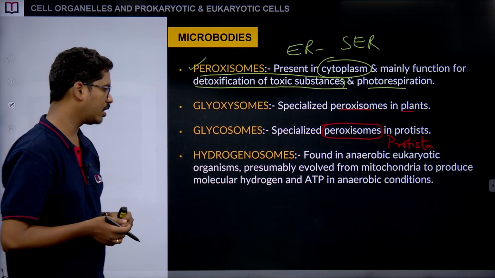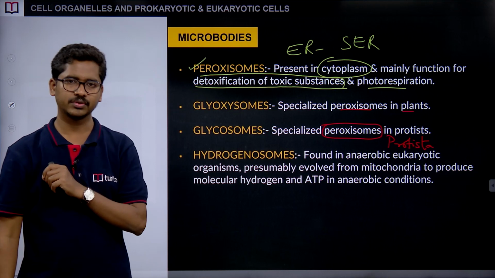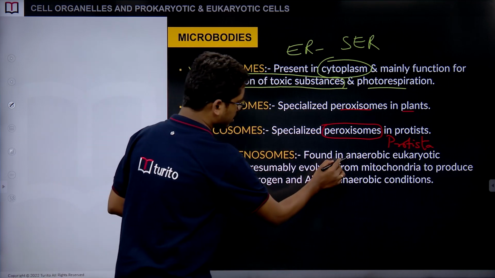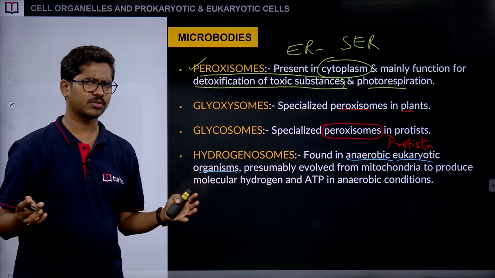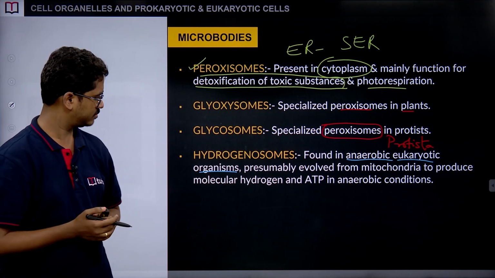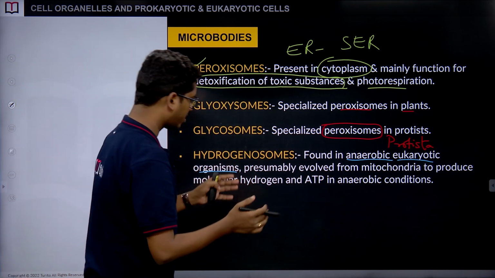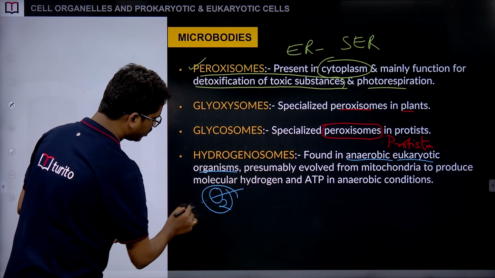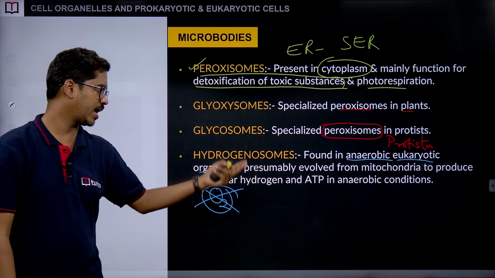Now, finally, you see hydrogenosomes, and this one is something different and typical. When it comes to hydrogenosomes, this is an exception in the microbodies list. Why? Because they are found in anaerobic eukaryotic organisms. Anaerobic eukaryotic cells means those organisms which do not use oxygen for their survival. They do not need that for their survival. That is what anaerobic is, guys.